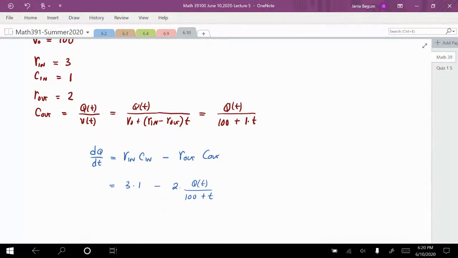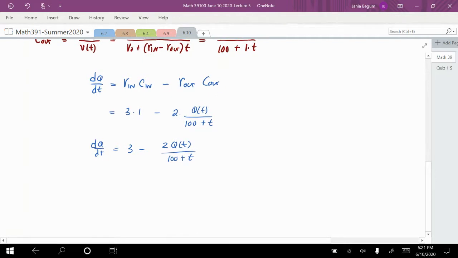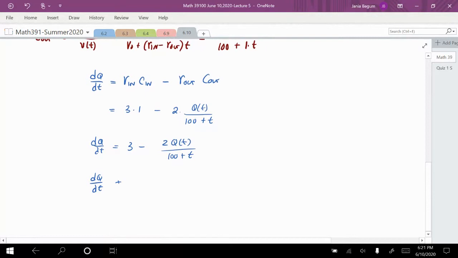So here's what we have set up for this problem. We have dQ/dt is equal to 3 minus 2 Q of t over 100 plus t. So that's the differential equation we're going to solve. Now, we're going to solve this by using the method of integrating factor. So we have dQ/dt plus 2 over 100 plus t times Q of t is equal to 3.